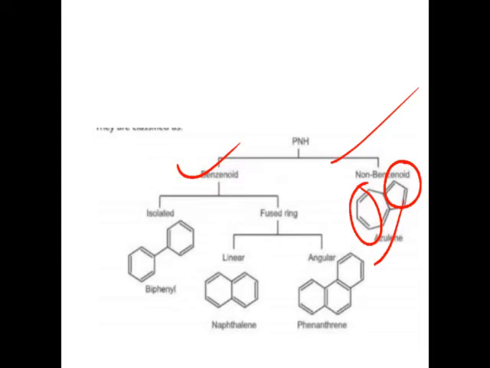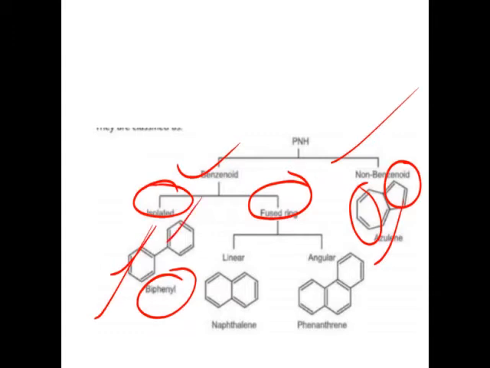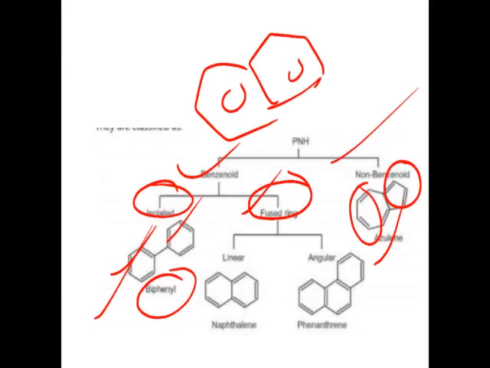Now in case of benzenoid, they are again classified into two types, isolated and fused ring. This is the isolated form, so they are not fused. Biphenyl, so two phenyl rings are present which are attached with a bond. Such rings are called isolated. Here the fused ring is present when one ring and two rings are attached to each other, fused to each other. Such polynuclear hydrocarbons are called fused polynuclear hydrocarbons.